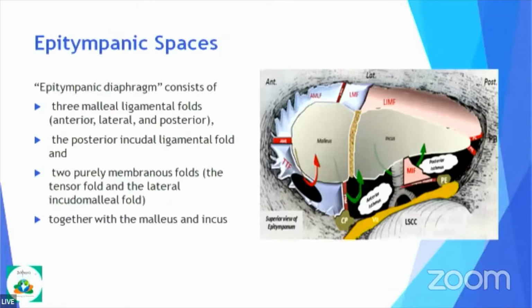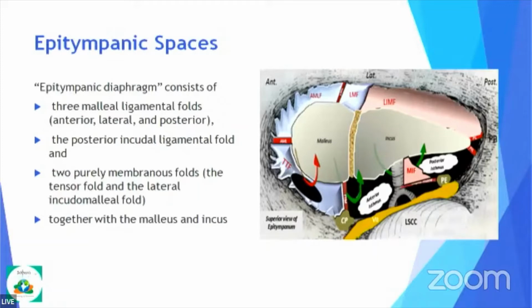So if there is a block at these crucial spaces, that is the posterior isthmus and the anterior isthmus, it wouldn't ventilate the mastoid and the aditus ad antrum, and that's the time when you get everything: the glue, the granulations, mucosalization, and finally the cholesteatoma.